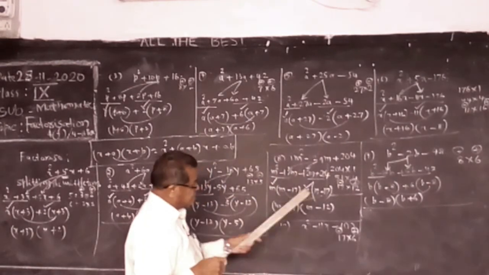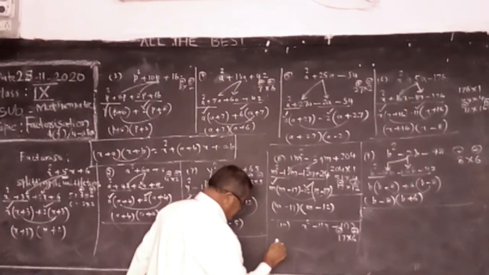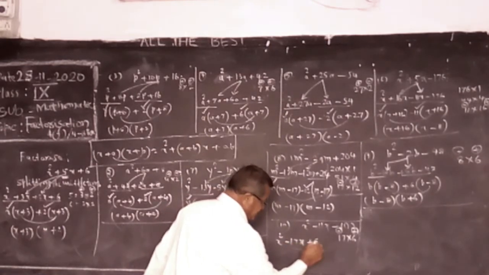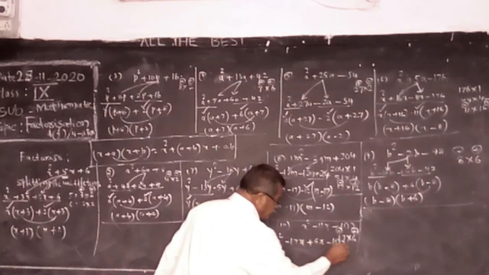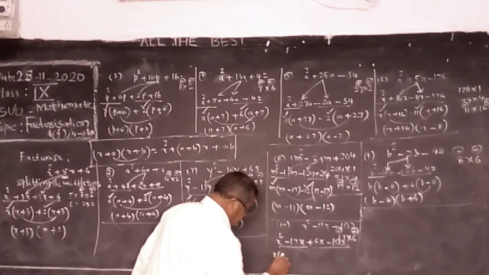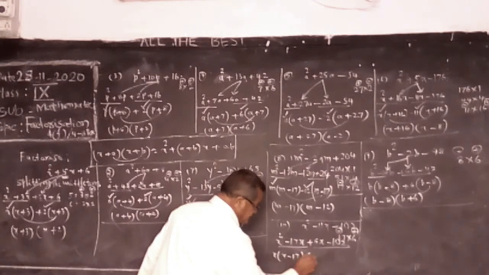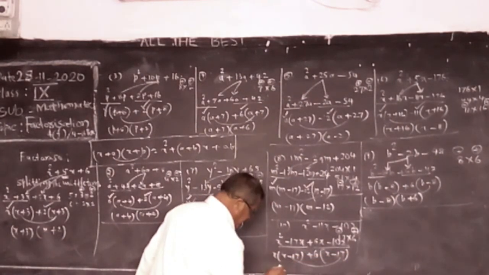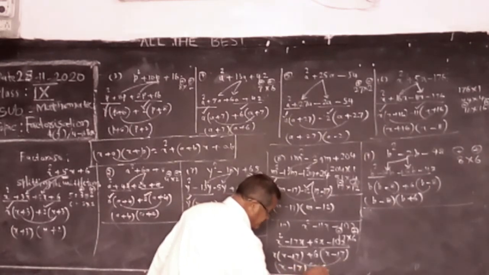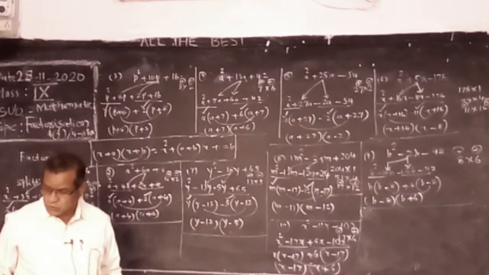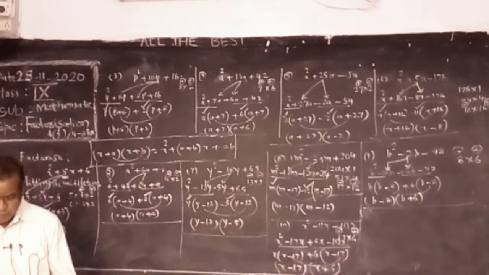Now x squared minus 17x plus 6x minus 102. Taking x common, x minus 17; plus 6 taking common, x minus 17. X minus 17 into x plus 6 are the factors. So like this you have to do all problems.